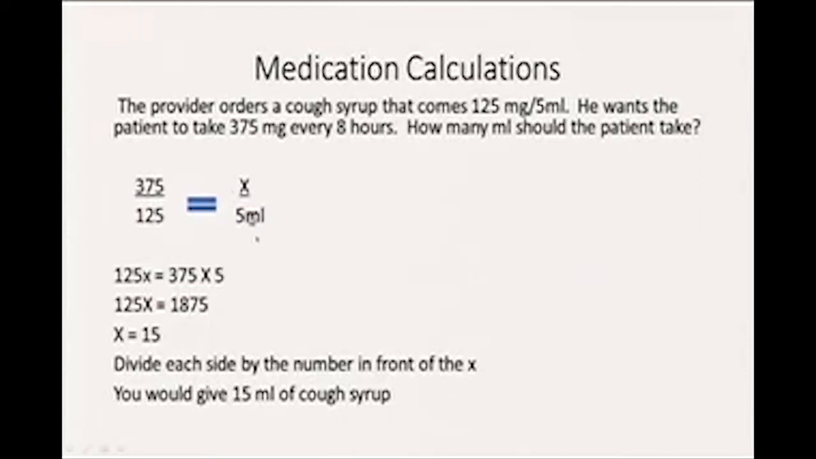So let's cross multiply now. So 125x is equal to 375 times 5. That's your cross multiplication right here. So then we have 125x is equal to 1875. And then when we divide each side by 125, we come up with x is equal to 15. So we know that the patient needs to take 15 milliliters of cough syrup.